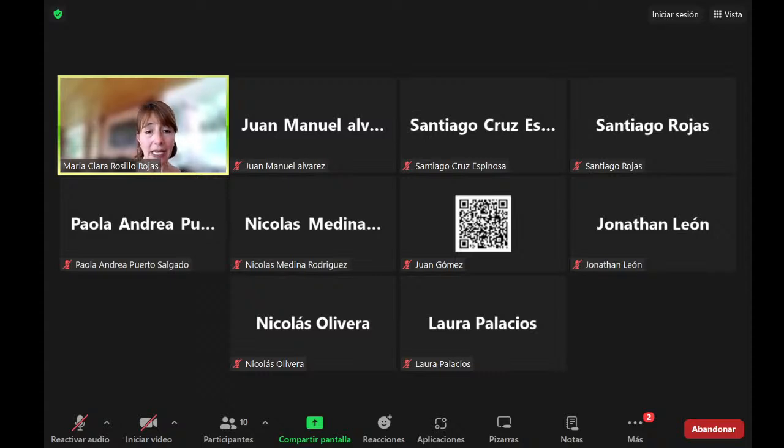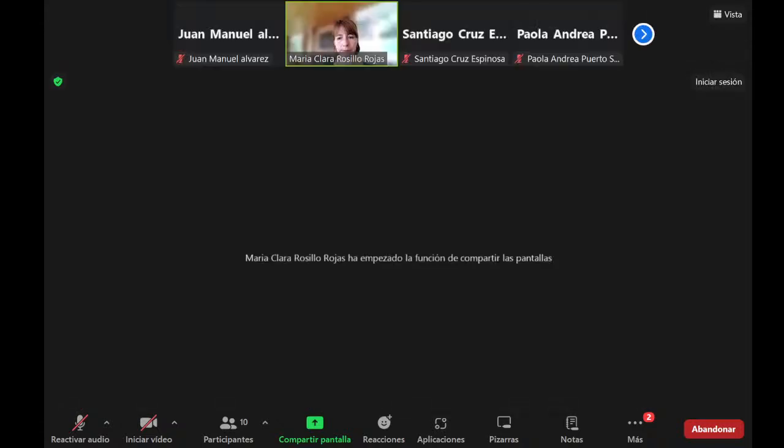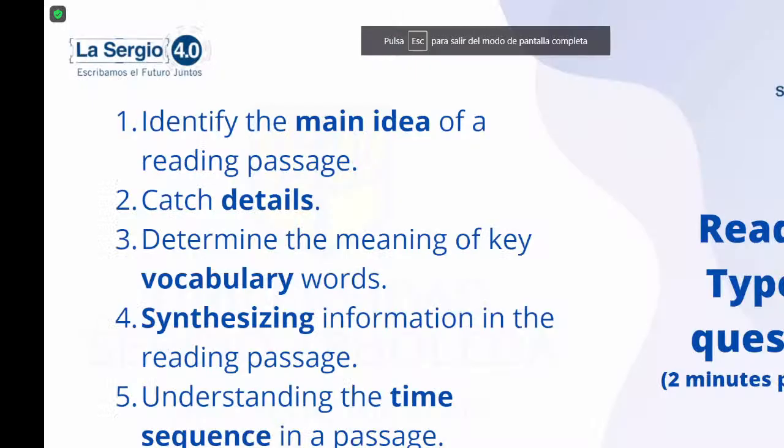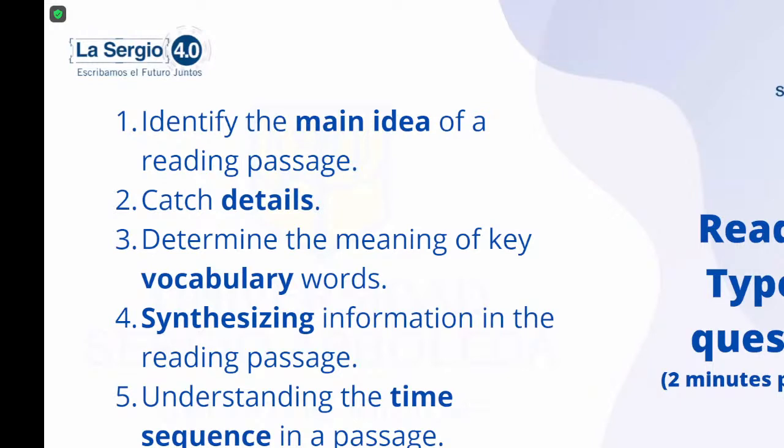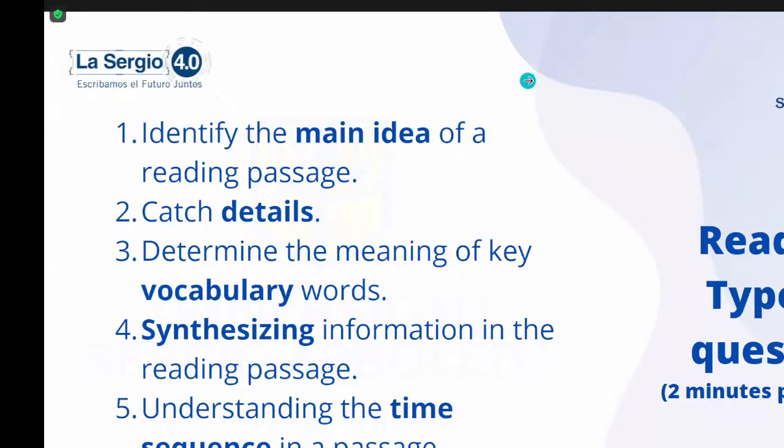Okay, guys. So we're going to continue with the reading. Yesterday, at the end of the class, I'm going to review this. Give me 1 second, there are more people getting in. So we were working on the types of questions that you have. Yesterday we worked on identifying the main idea of a reading passage.